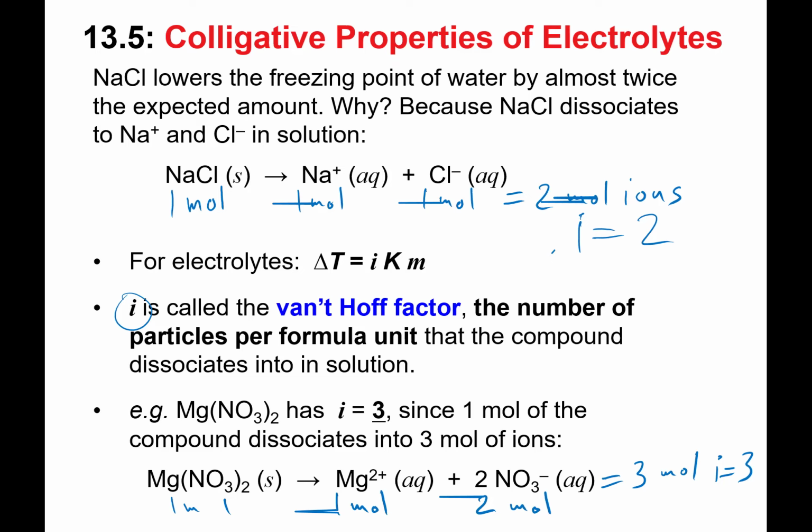So in summary then, for any electrolyte, for all the colligative properties, when you calculate the colligative properties, you have to multiply the colligative property by this i factor, the amount of particles that the substance dissociates into.